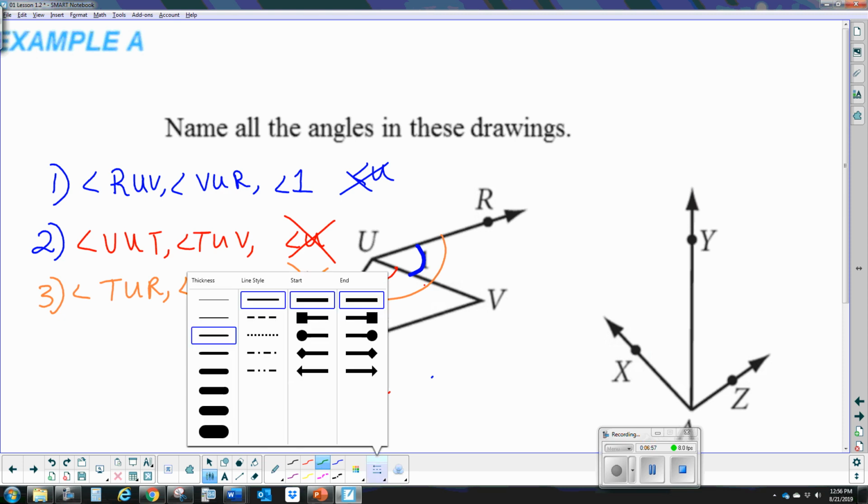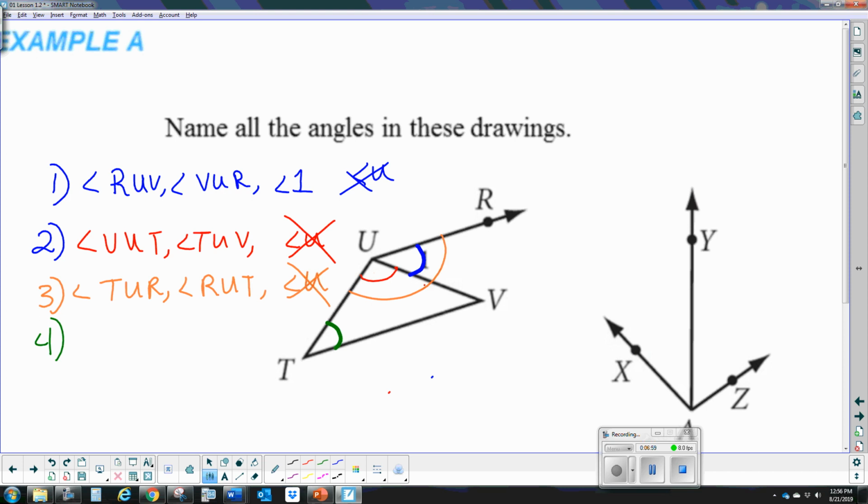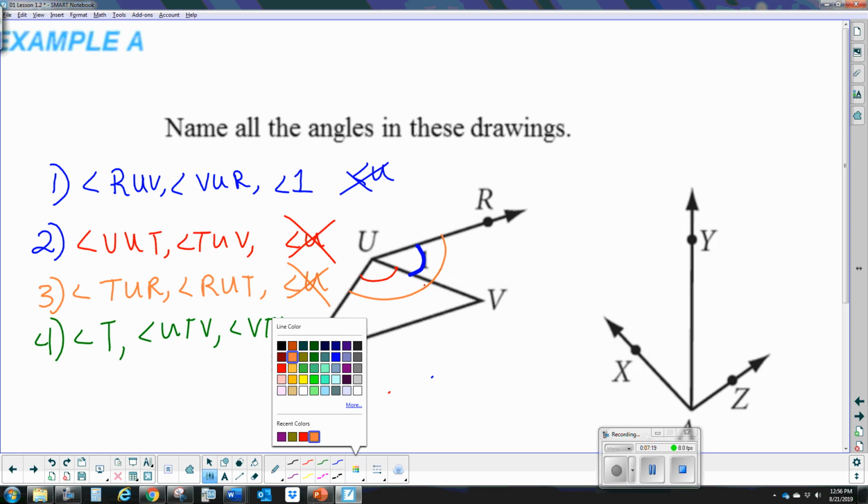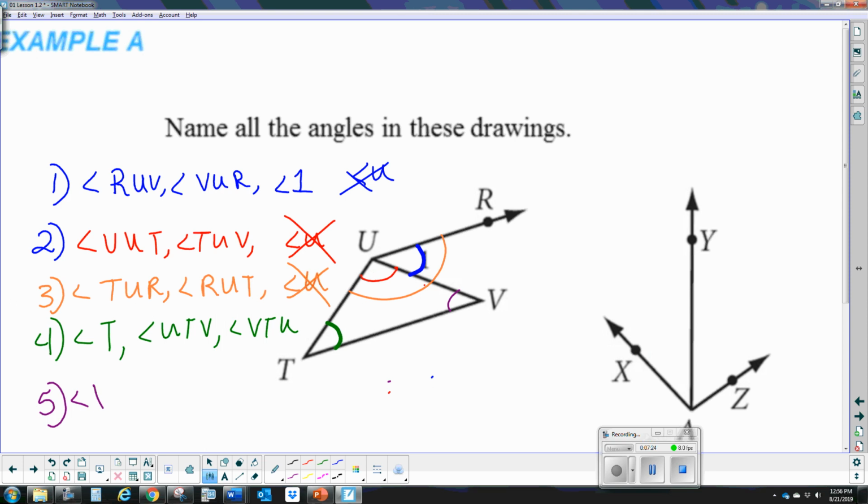This angle right here, I have 3 names. I could name it angle T, just angle T, because here there's only one potential angle at vertex T. So I could name it angle T, I could name it angle UTV, or angle VTU. And then my last one, right here, I could name angle V because there's only one potential angle at this vertex. I could name it TVU, or I could name it angle UVT.